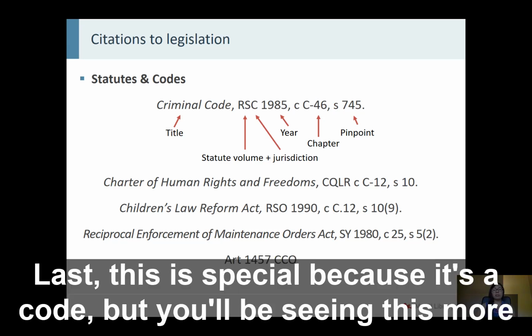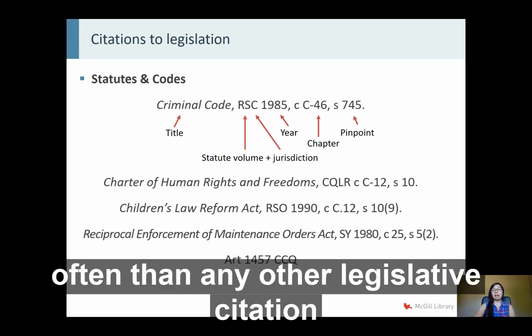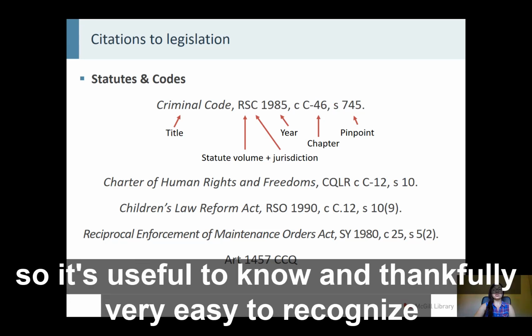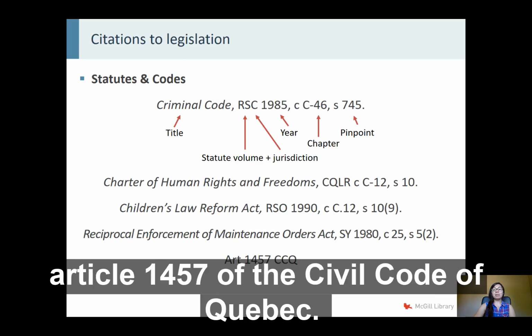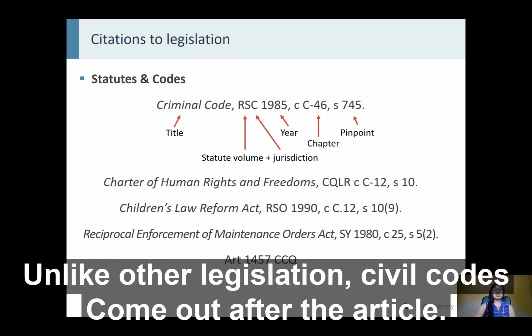Last, this is special because it's a code, but you'll be seeing this more often than any other legislative citation, so it's useful to know and thankfully very easy to recognize. Article 1457 of the Civil Code of Quebec. Unlike other legislation, civil codes come after the article.